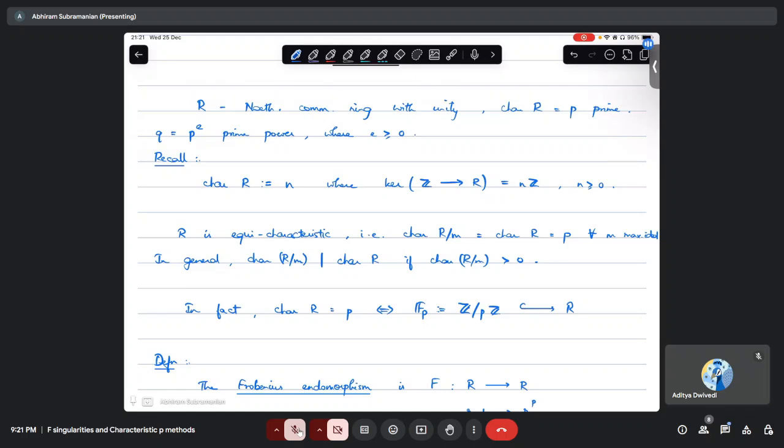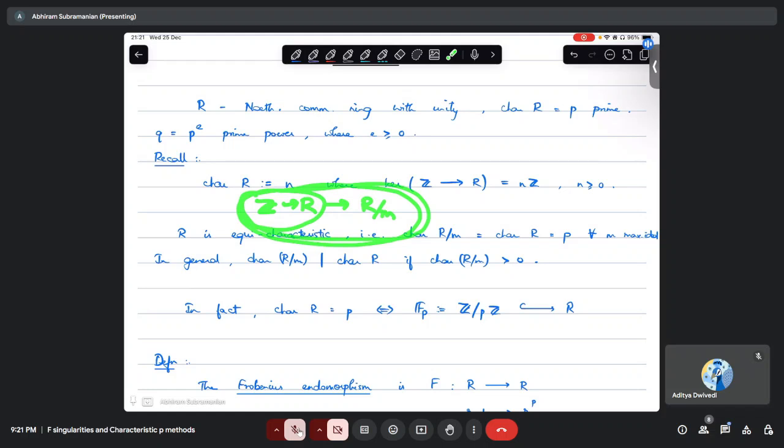That's why I wrote that in general, the characteristic of R mod m divides the characteristic of R, when the characteristic of R mod m is positive. But if we apply this result to the case we have, where the characteristic of R is a prime power, then the characteristic of R mod m is positive if the characteristic of R itself is positive. Because what you're looking at is a map from Z to R mod m. The first map, Z to R itself, has a kernel of pZ. So Z to R mod m should have a kernel generated by some number. It cannot have kernel zero.